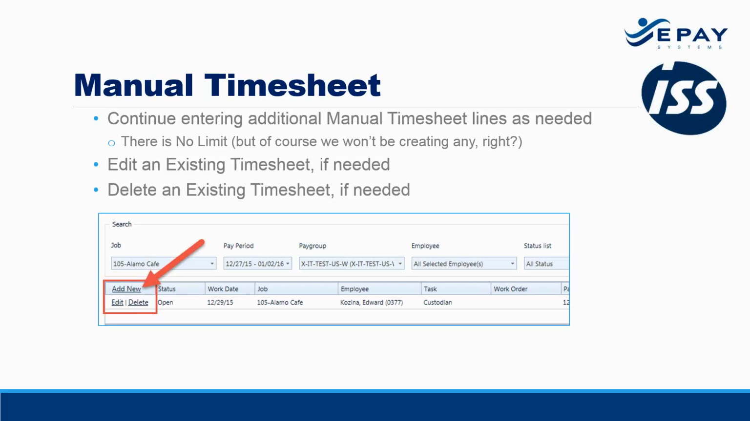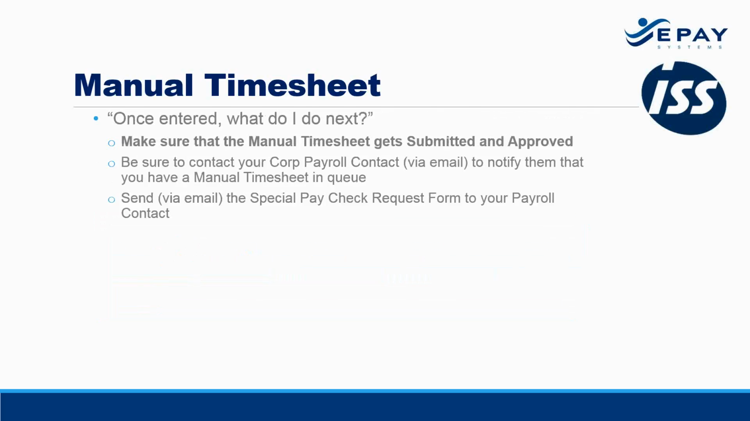If you ever need to go back and edit or delete an existing timesheet, maybe you realize, oh, this guy really did get paid, I didn't need to enter this manual timesheet, you can always delete it and just remove it from existence altogether. Now, once you've entered this manual timesheet, it is critical that you go through and submit and approve. That is the next step, because if you don't submit and approve, it's just going to be sitting out there and nothing's going to happen. So you need to submit and approve.